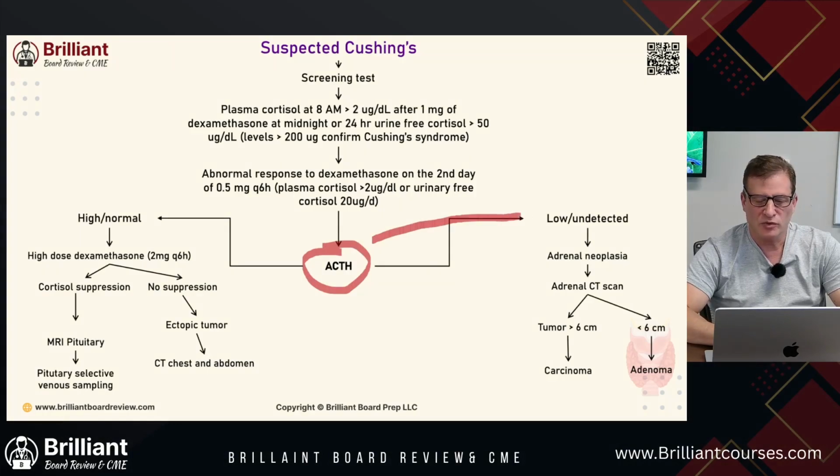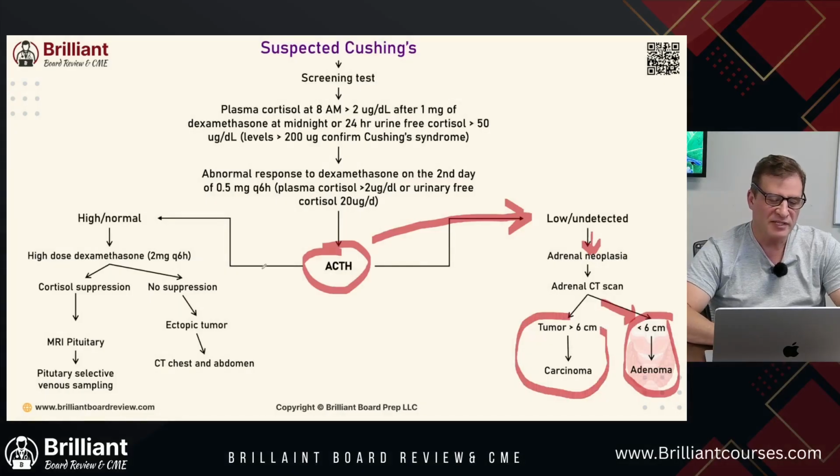Once we get the ACTH and we see it's low or undetectable, we're going to do imaging. We're worried about an adrenal neoplasm, and we get an adrenal CT scan. Less than 6 centimeters is going to be an adenoma, and we worry about a tumor greater than 6 centimeters being a carcinoma.